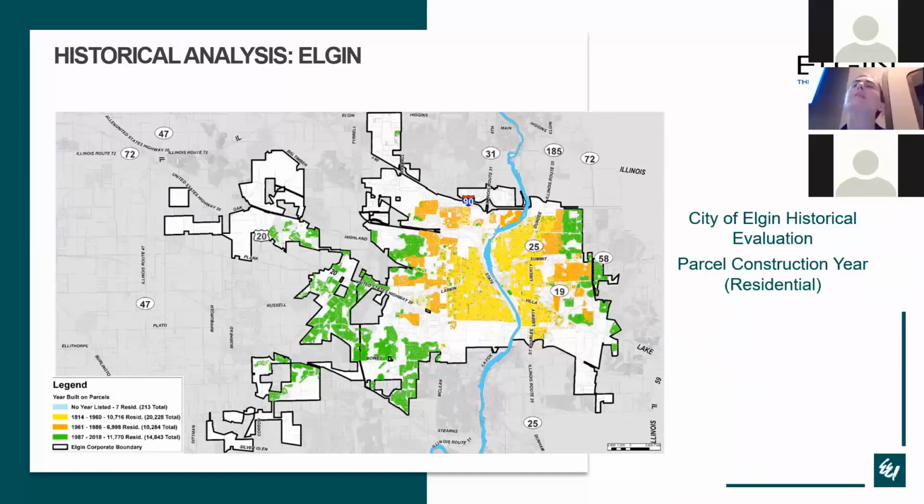Elgin identified a date of about the mid-60s when they stopped installing lead service lines. So the yellow parcels you see were built before 1960, so most likely lead. The orange parcels were built between 1960 and 1987, so may or may not be lead depending on the year that they were built. And then green is everything built after 1987, so we can rule out those homes as non-lead. The key takeaway here is that by establishing that date, you can make really great assumptions and rule out a lot of homes off the bat.